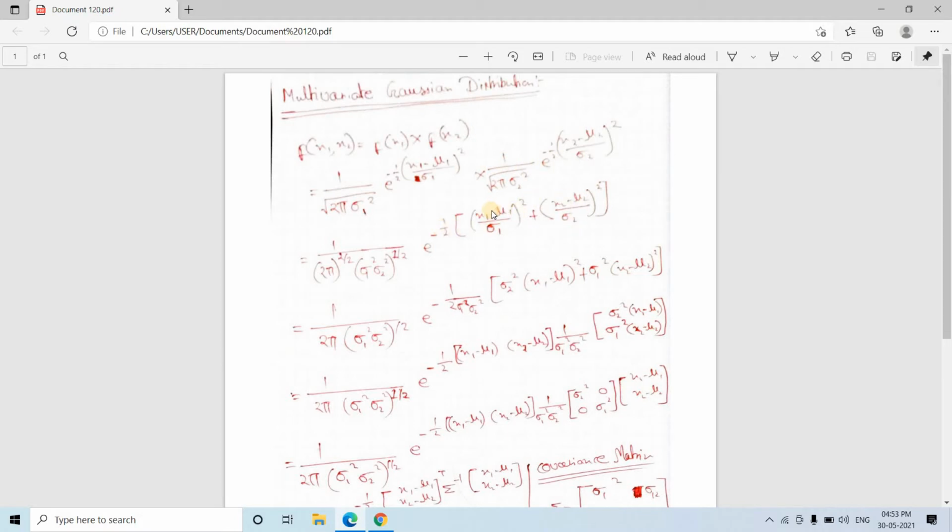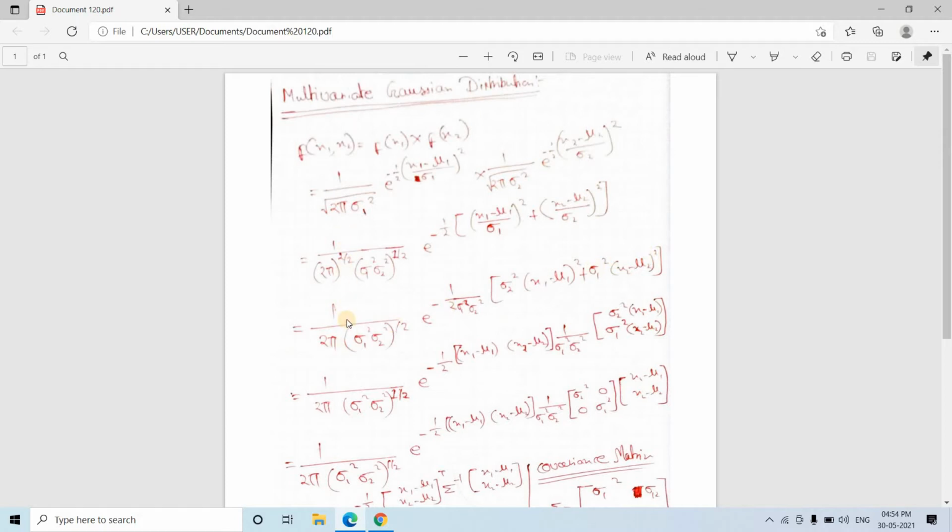Now in the next step, we can simply take the LCM of this particular coefficient. Okay, and we will be getting e to the power minus of half, 1 by sigma 1 square multiplied by sigma 2 square, and this term we will be getting after taking the LCM, because sigma 2 square will come with this term and sigma 1 square will come with this term, and we will be getting sigma 2 square multiplied by (x1 minus mu1) whole square plus sigma 1 square multiplied by (x2 minus mu2) whole square. Okay, right, simple. And this term I have just directly taken from here.